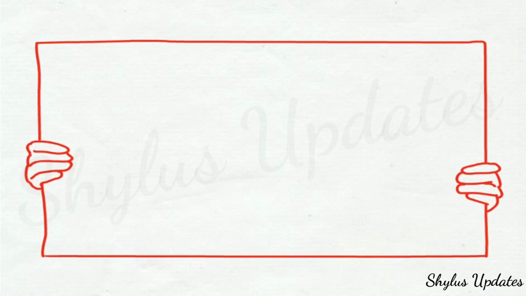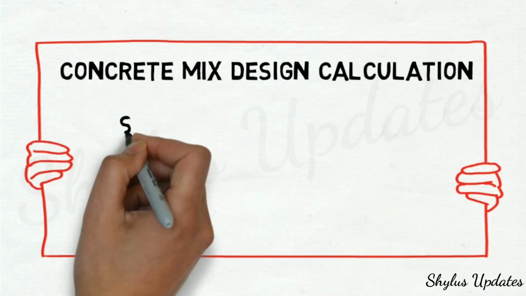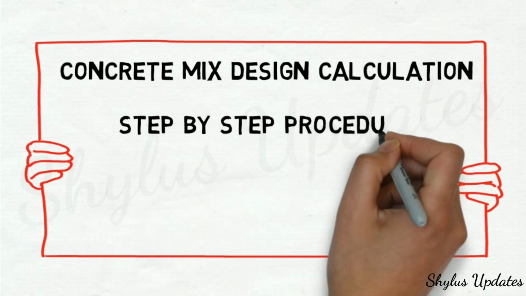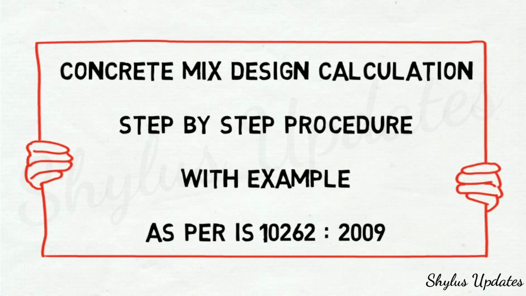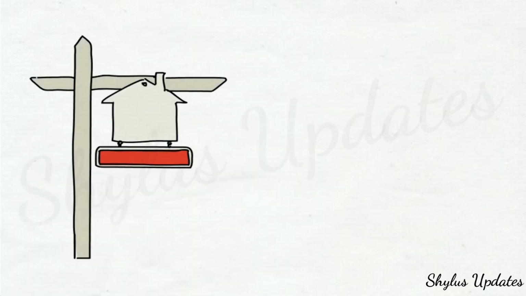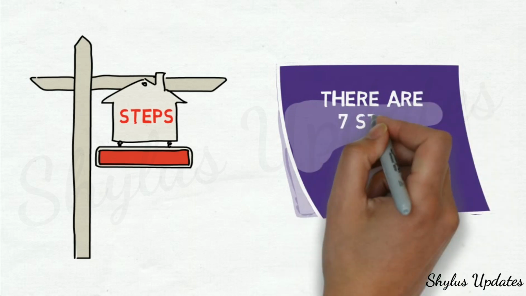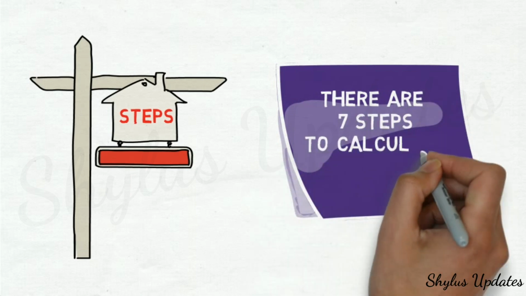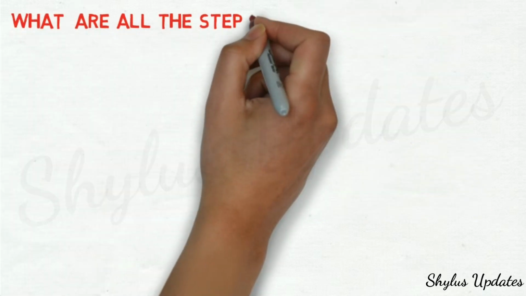Today we are going to learn concrete mix design calculation, step-by-step procedure with example, as per IS 10262 2009 code book. Steps. There are 7 steps to calculate mix design. What are all the steps?